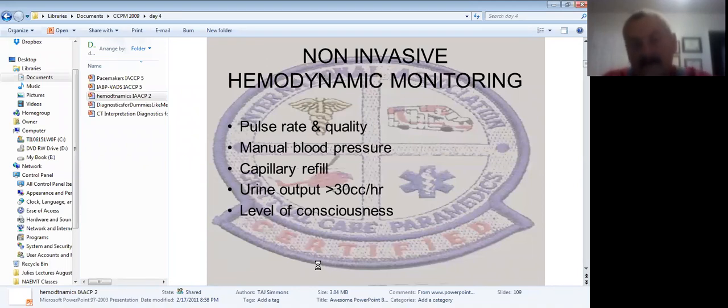And of course, the classic non-invasive hemodynamic monitoring components are pulse rate and quality, a manual blood pressure, or capillary refill times. Again, much more accurate in younger people than in older folks, but still we use it. Urine output of greater than 30 cc's an hour. We know that if the kidneys are being perfused, that's a good thing. When they're not being perfused, you suspect a shock state. And of course, level of consciousness in adults, because when a perfusion deficit occurs, the brain is the organ that usually shows it first in the adult world.